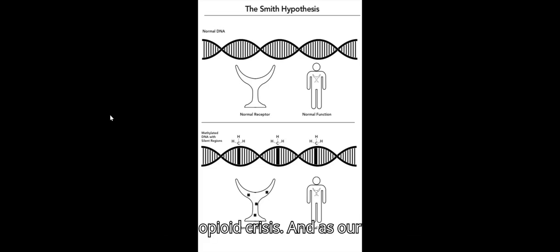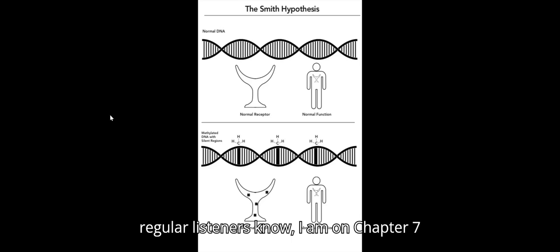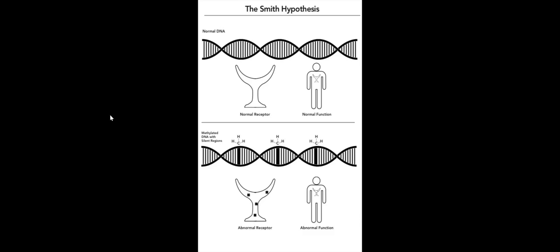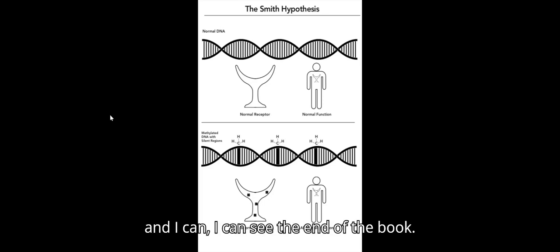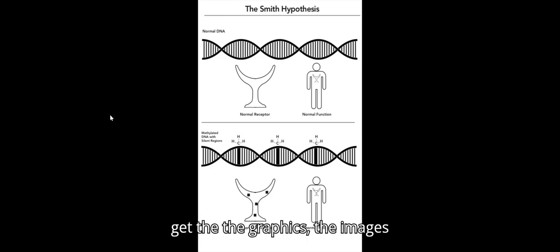And as our regular listeners know, I am on chapter 7 out of 9 chapters of the book, and I can see the end of the book. There will then be an editing process, and then we've got to figure out how to get the graphics, the images into the book, and the bibliography. There'll still be some work to do, but the book will have been written.